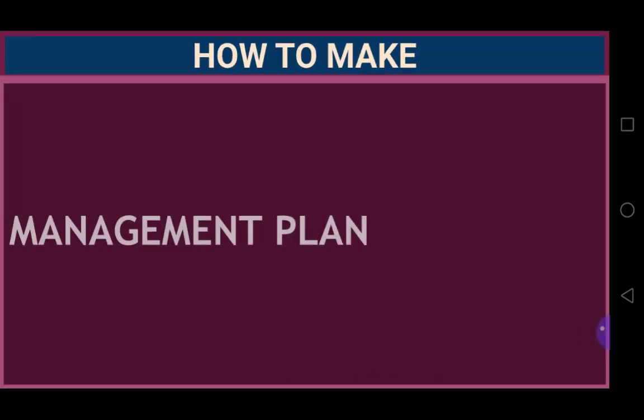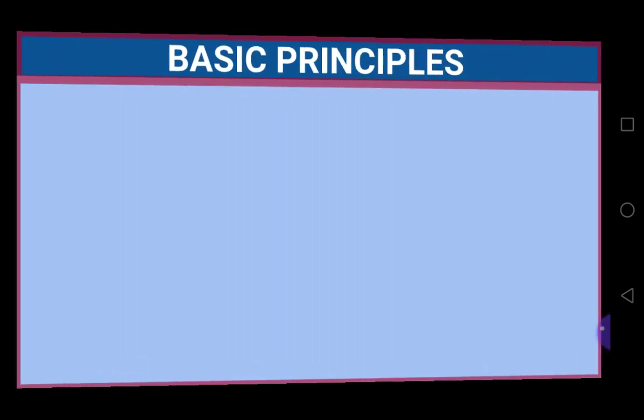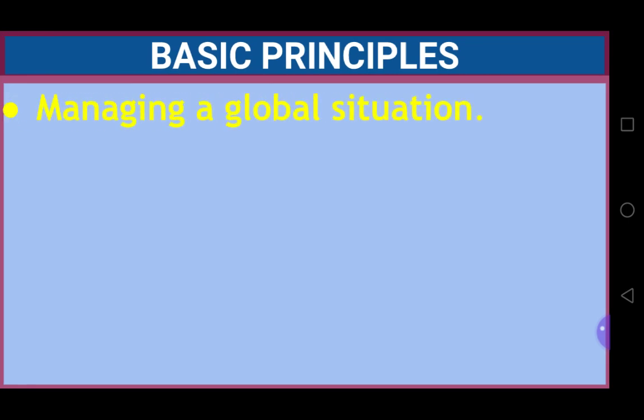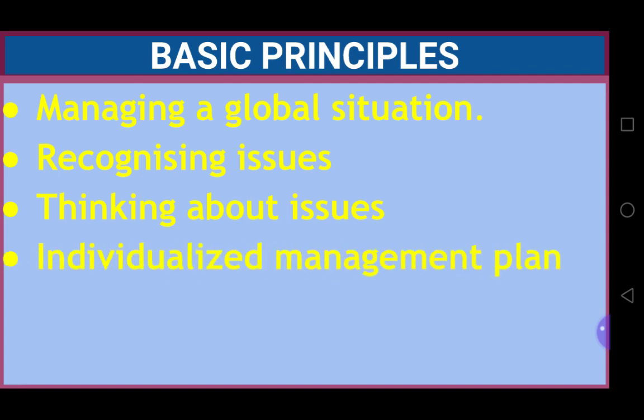You need to look out of the box. So I want to discuss how we can make a good and effective management plan. First of all, we need to know the basic principles. The basic principles are that you are going to manage a global situation. You have to recognize issues, and then you have to think about these issues, and then you have to make an individualized management plan. These are basic principles which you need to keep in mind, and you need to practice these principles in your discussions about your management plans.